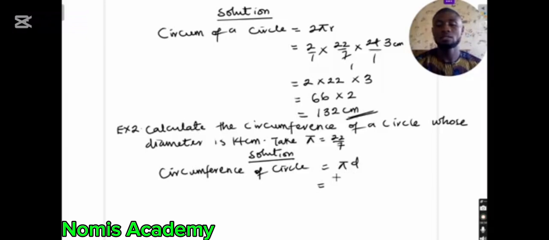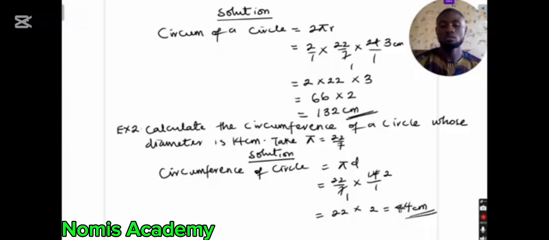That is equal to 22/7 multiplied by the diameter, which here is 14 centimeter. 14 divided by 7 is 2. So I am left with 22 multiplied by 2, and that is 44 centimeter. That is the answer to that question. So let's take the last example, example number 3.